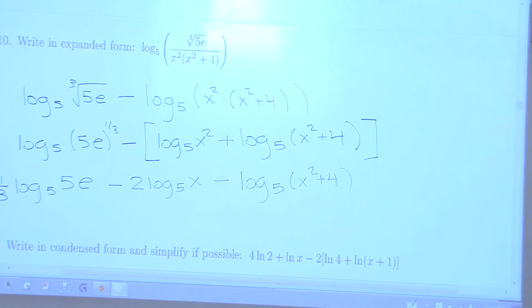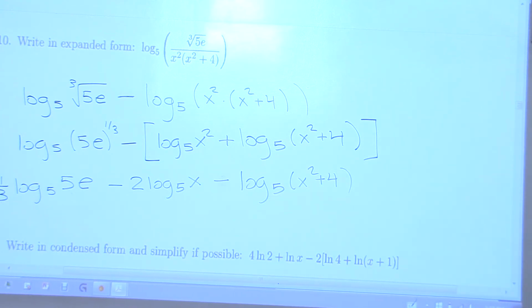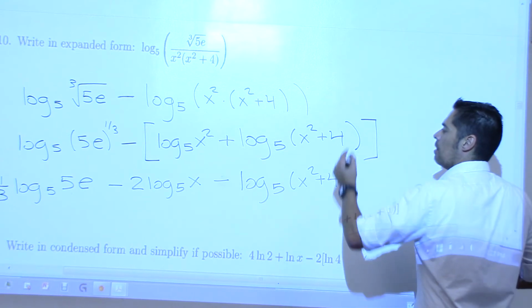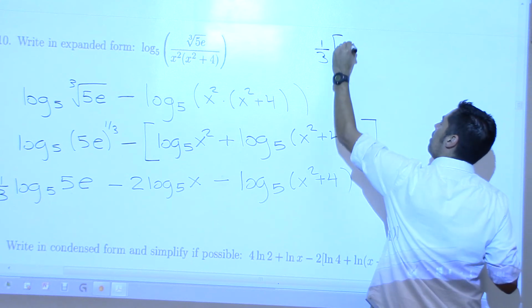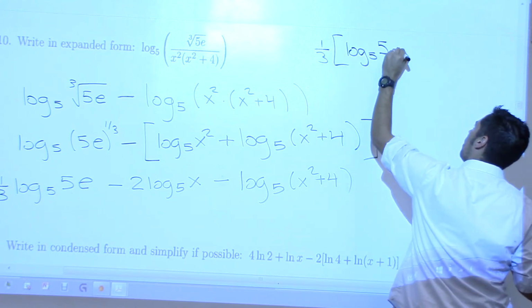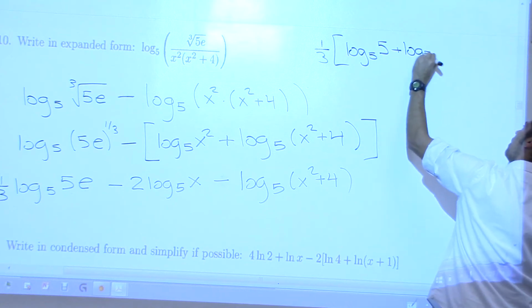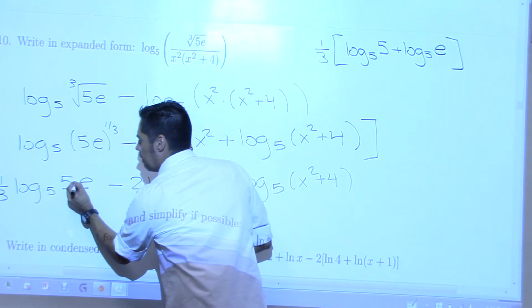Anything else I can do? You can't do the square root on the other one. I can't pull that 2 out because it's attached with the 4. What can I do with that 5e? This is 1/3, and then this is log base 5 of 5 plus log base 5 of e, isn't it? That was multiplication there.